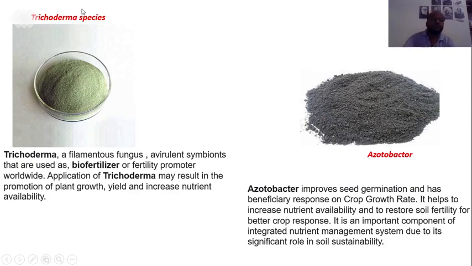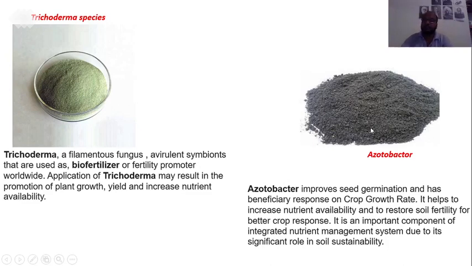Then the next one is trichoderma. This is also a soil borne fungus. It is a virulent fungus, and this trichoderma results in the promotion of plant growth. It also increases the yield of the crop and increases nutrient availability in the soil. So this is trichoderma.